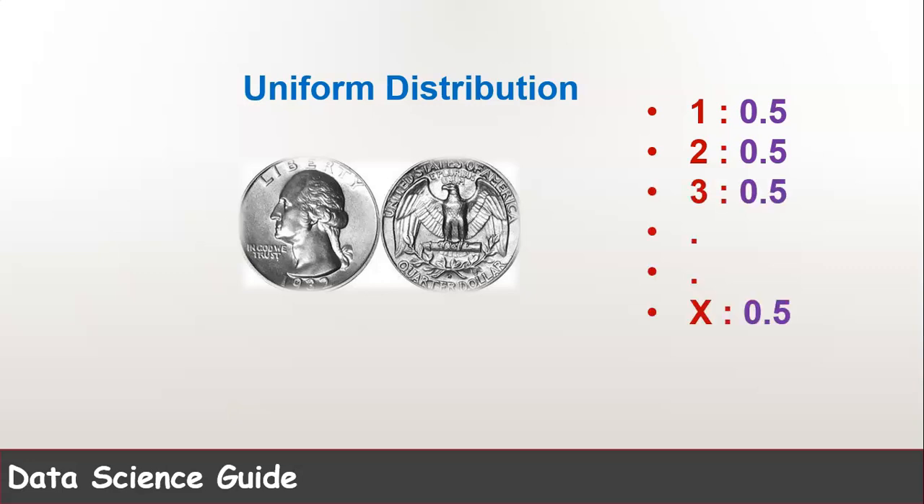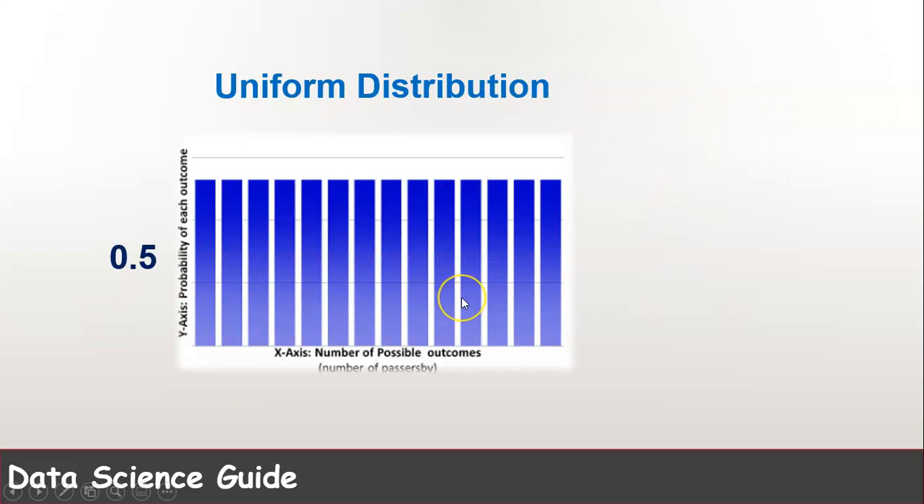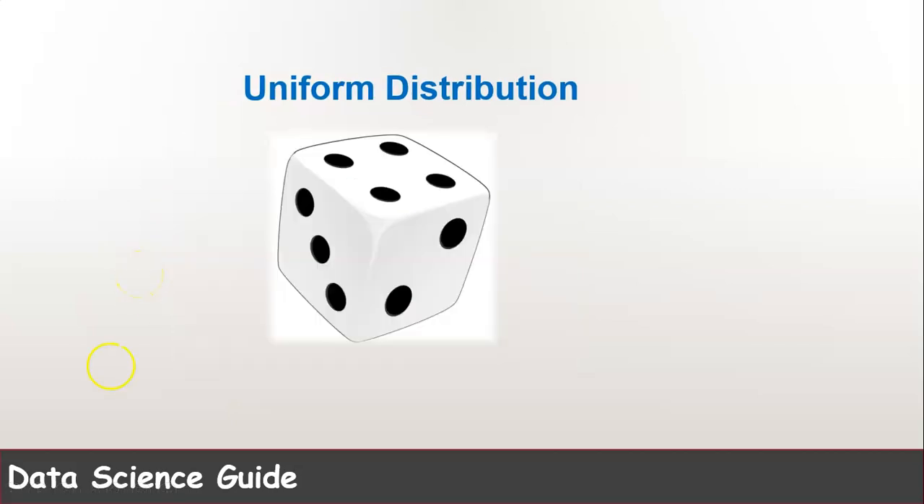1, 2, 3 till x times. So we can represent the uniform distribution in this chart. All the values in this distribution are equal, which are 50%. And we have another example for the uniform distribution when we throw the dice.